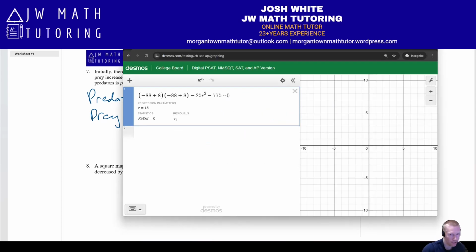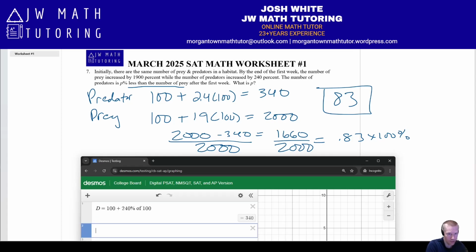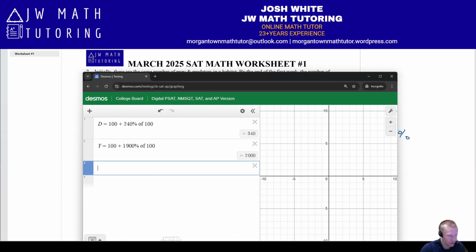And again, I'll just go to Desmos to confirm all these calculations are correct. So let's see here. I'm going to call predators D, 100 plus 240% of 100. I'm going to call prey Y. That is 100 plus 1900% of 100. And then I'm just going to do Y minus D divided by Y and times 100 for the percentage. Yep, we get 83%.